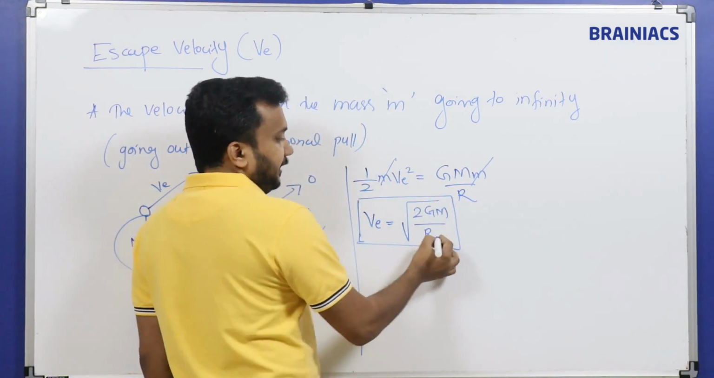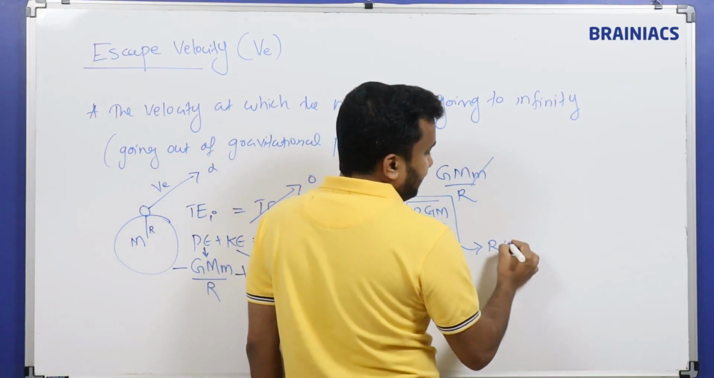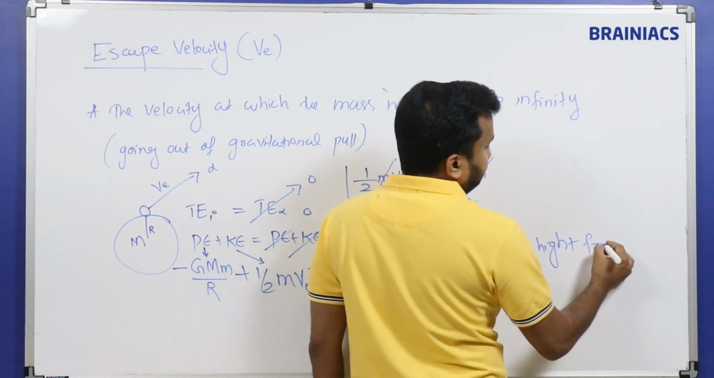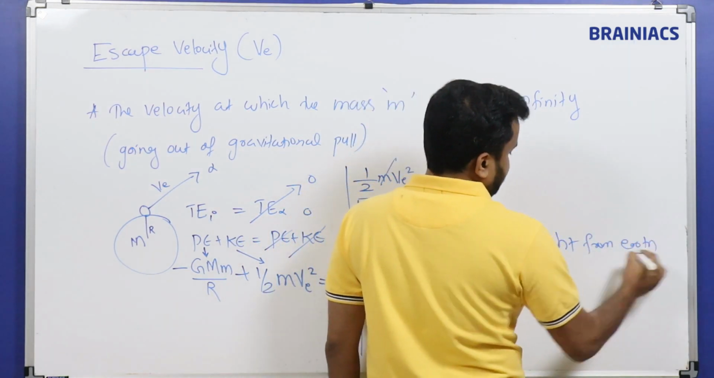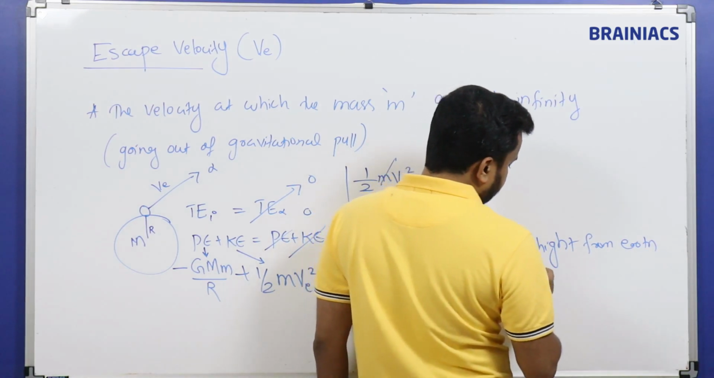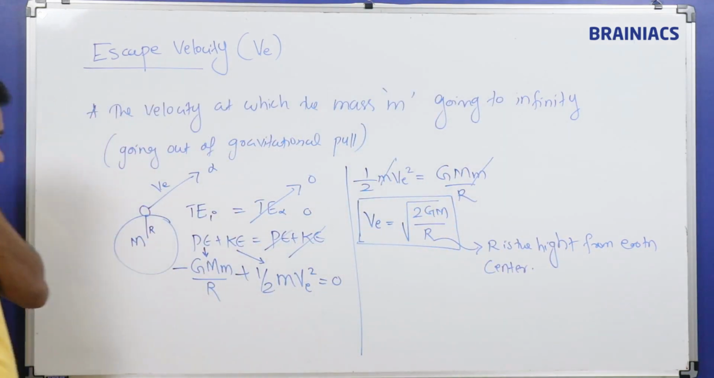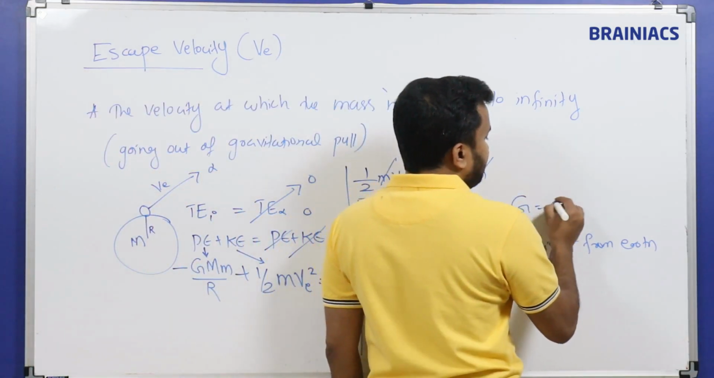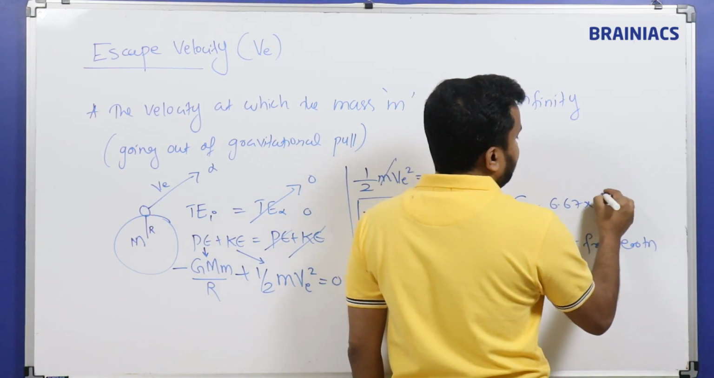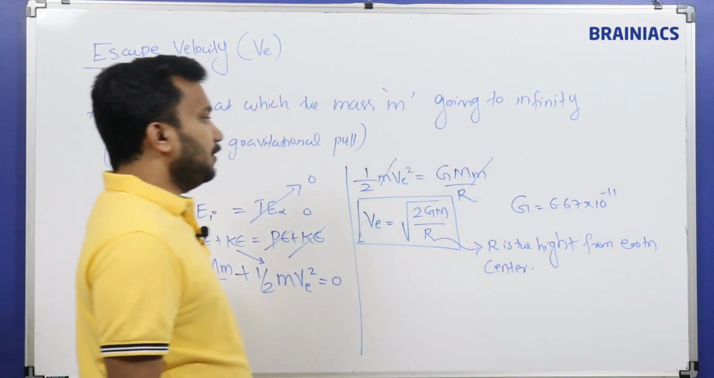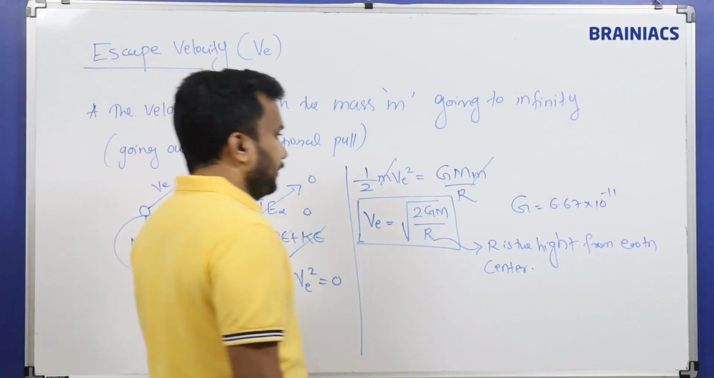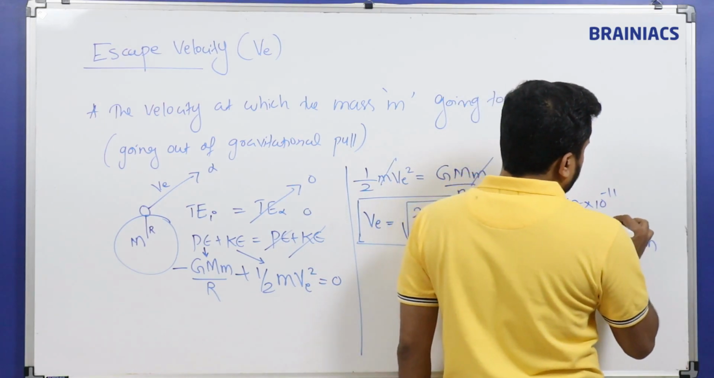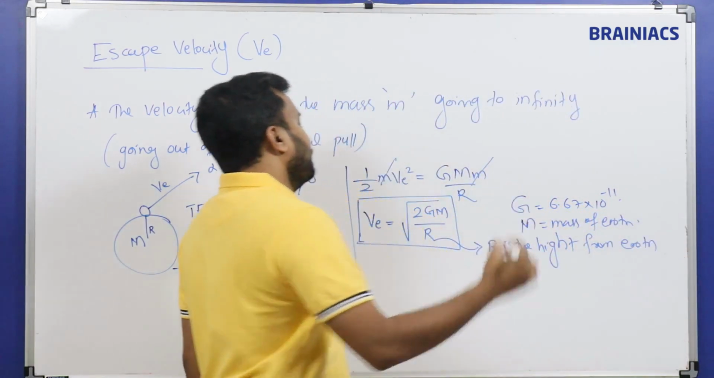So r is the height. What is called r? R is the height from earth center. So we have to see what is r, and G is the universal gravitational constant, and G value you already know. What is the G value? 6.67 into 10 power of minus 11. Okay, so this value you already know, and M is the mass of earth. So these things we know.